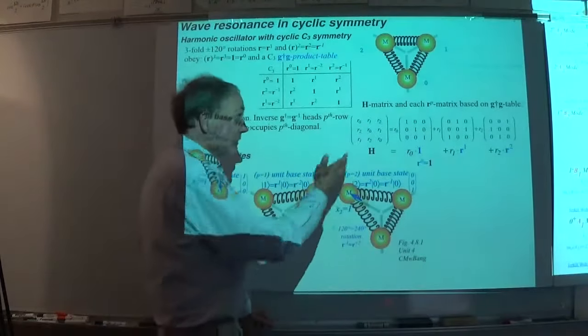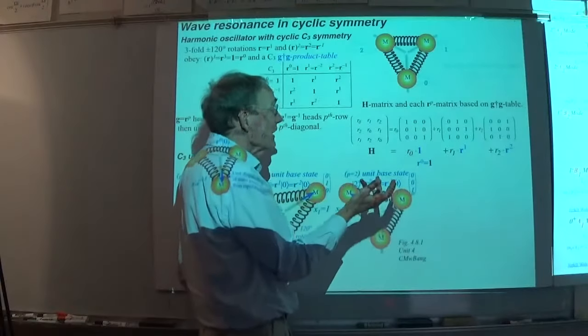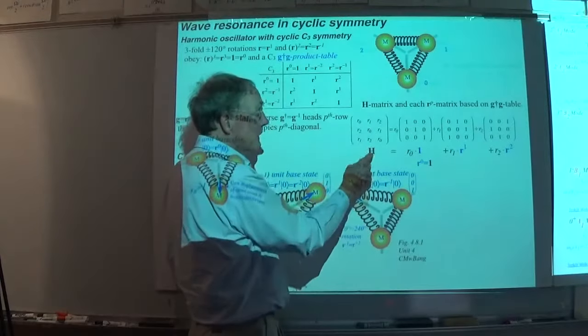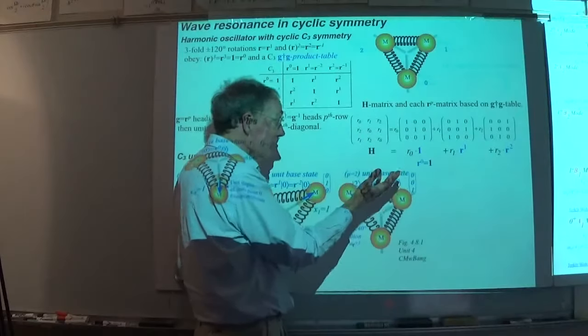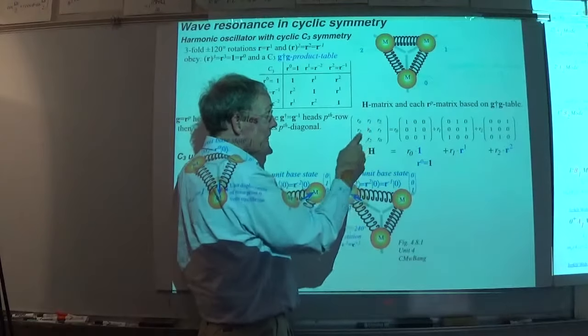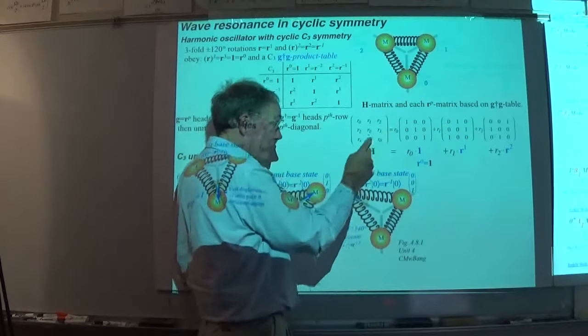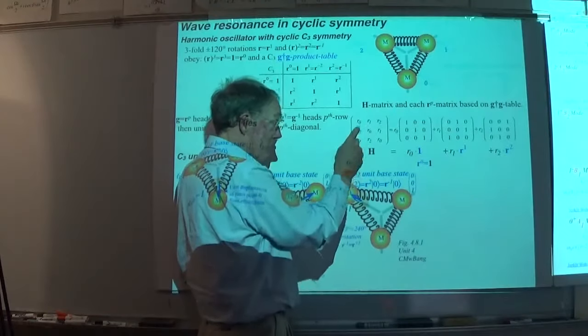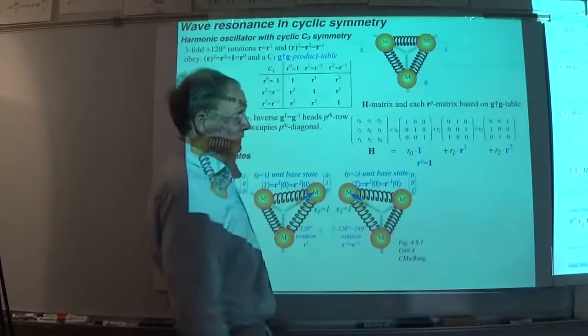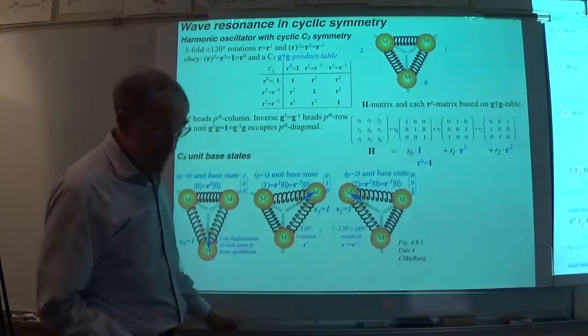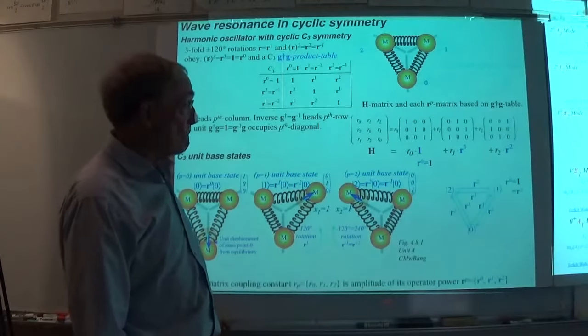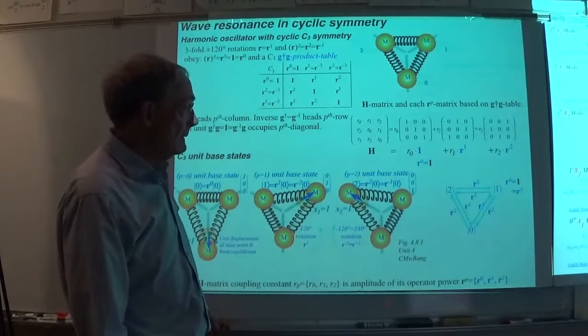Now, the question is, can these be complex? Yes, some can, some can't, depending on what you demand of this operator. If it's Hermitian, then these guys can be complex, provided this one is the conjugate of that one, and this one the conjugate of that one. It'll still be a Hermitian Hamiltonian. Okay?